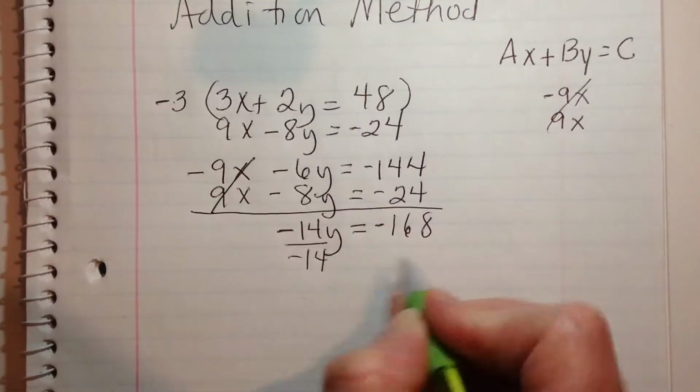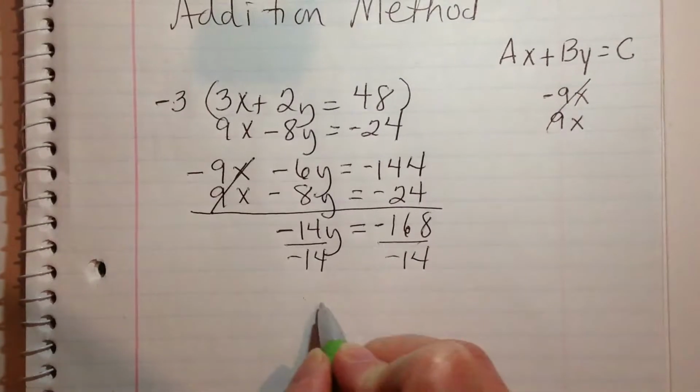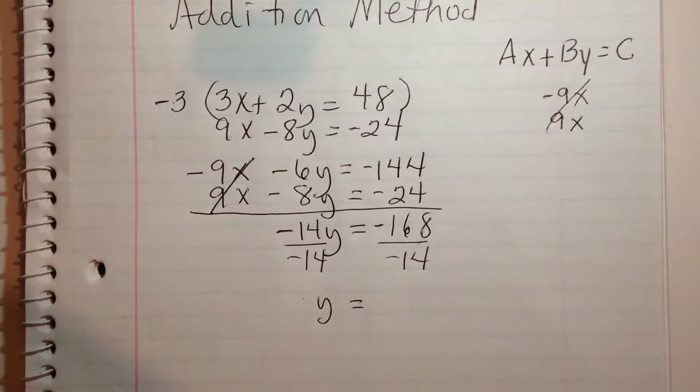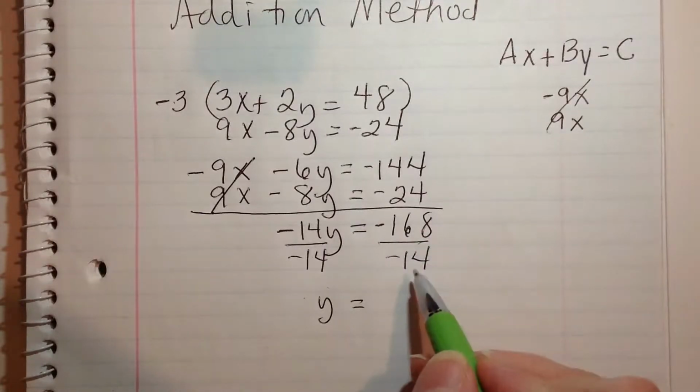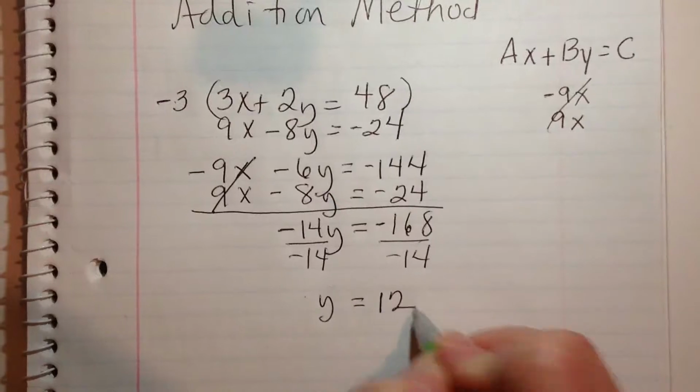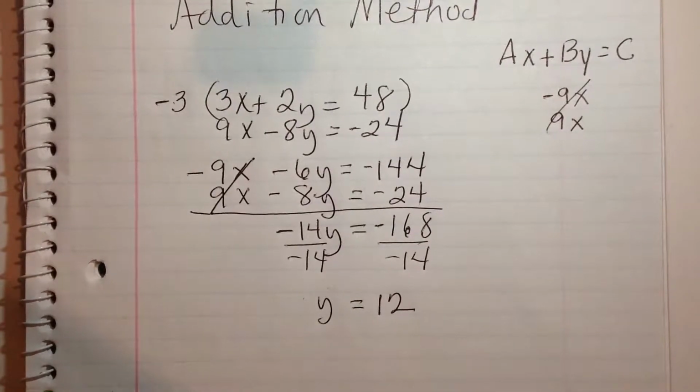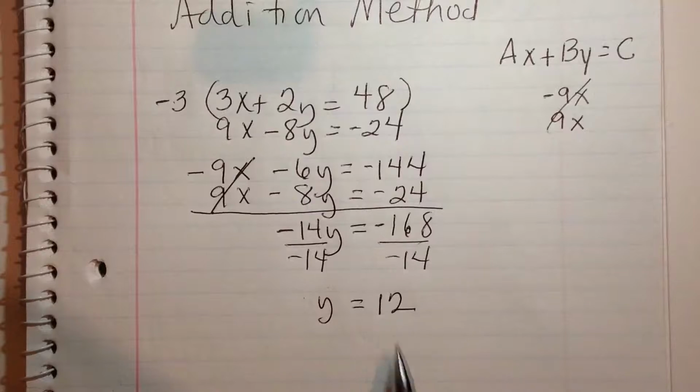Now my next step will be to solve for y. Let's divide both sides by negative 14. So if you use your calculator, 168 divided by 14 gives me 12. So just as in solving by the substitution method, once you find one of the letters, you just need to take that value of y, which is 12, and plug it back into either one of the original problems.